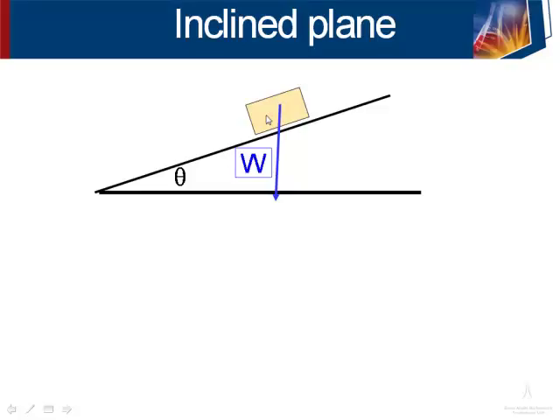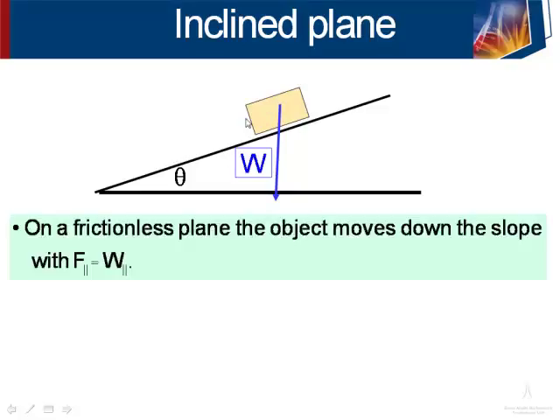Now as the box moves down the slope, if it was frictionless, it would move down the slope with a force equal to its weight parallel to the slope. That component there is a component of this weight vector. We shall have a look at that just now.